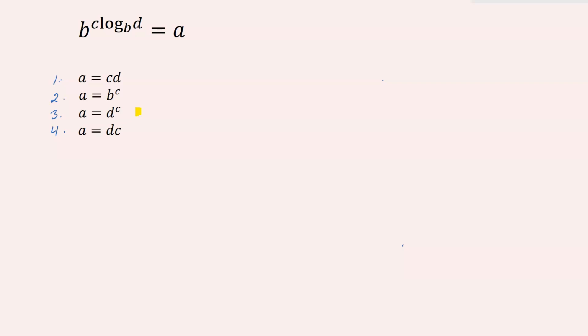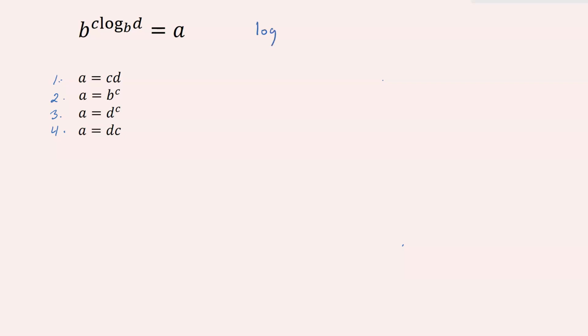Okay, so here we have a logarithmic equation. It's in the form of an exponential logarithmic equation. We want to know if, once we simplify the entire equation, it looks like one of these four options. So the first thing that we're going to do is take the log of both sides.